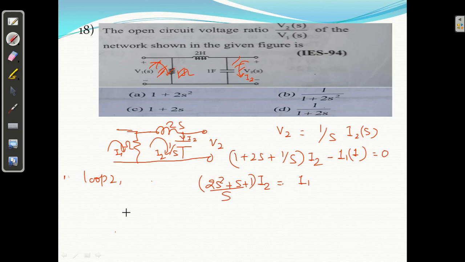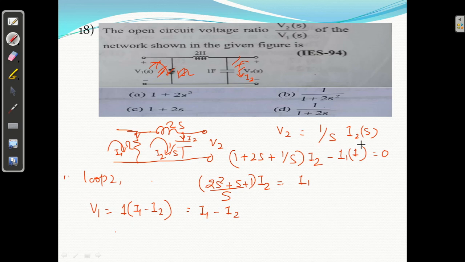And V1 equal to what? V1 equals the current here, 1, into the current. This is loop 1, I1 is downward and I2 is upward, so minus I2. So V1 equal to I1 minus I2. I have to find the voltage ratio V2 upon V1.